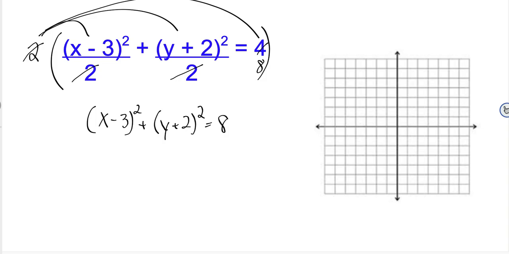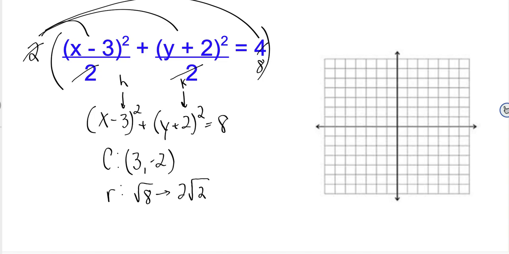From there, that's where you want to figure out your radius and your center. The center is 3, negative 2. Remember, we take the h and the k, and you're going to flip those when you bring them out. And our radius is square root of 8, or we can simplify that to 2 square root 2. And if we want a decimal for graphing, it's around 2.8.